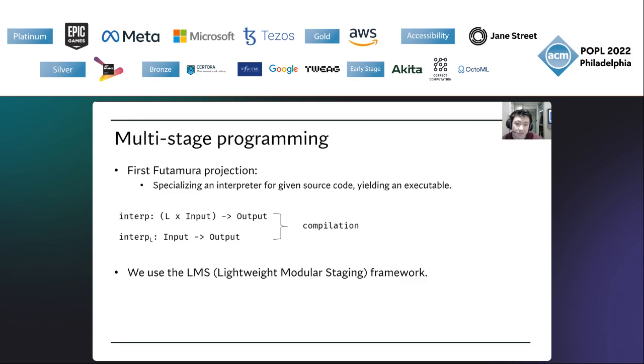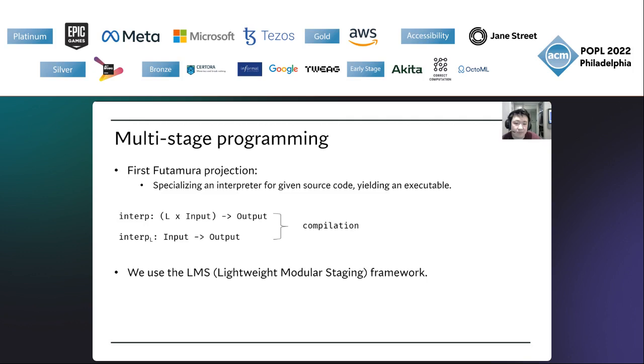Suppose we have the interpreter for the language L. It expects the source program in L and the input to the source program, and it returns the output of the program. If we partially evaluate this interpreter, interp, to the source program, we can actually obtain another program called interp L, suppose, that takes the input of the source program and returns the output. Then this process could be seen as compilation. We obtain a compiler from the interpreter for free.